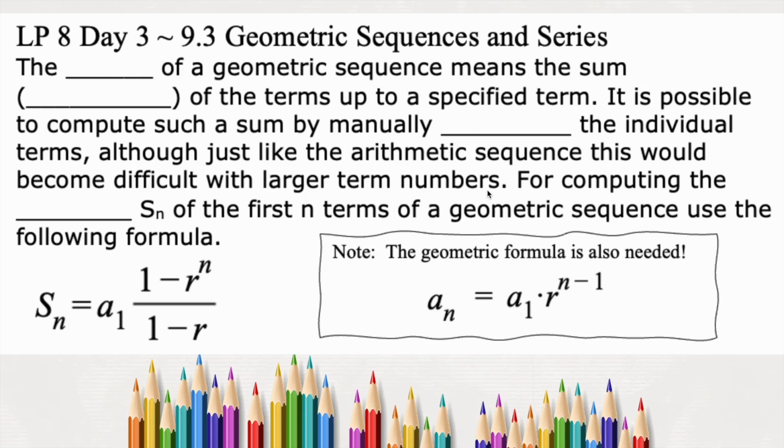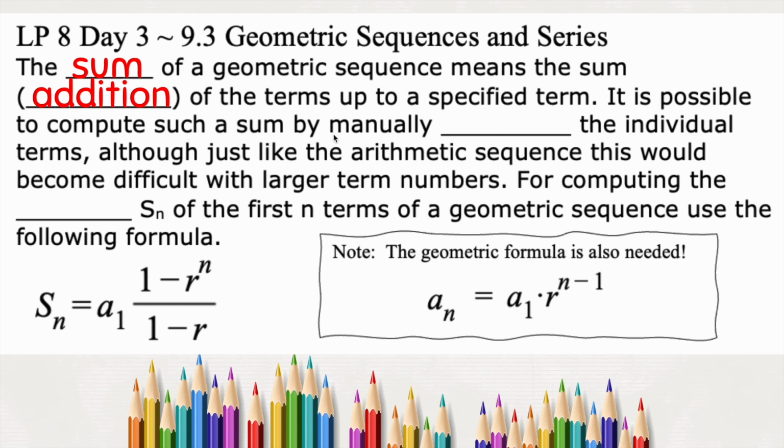All right, in this video, we're going to look at how to add the sum, or the sum formula for a geometric sequence. So in previous videos, we looked at the arithmetic sum. So they are slightly different formulas. Make sure you're paying attention. So the sum of a geometric sequence means the sum, again, that means addition, of the terms up to a specified term number. So they're going to tell us, up to this term, what do they all add up to, okay? That's pretty much what they're asking us.